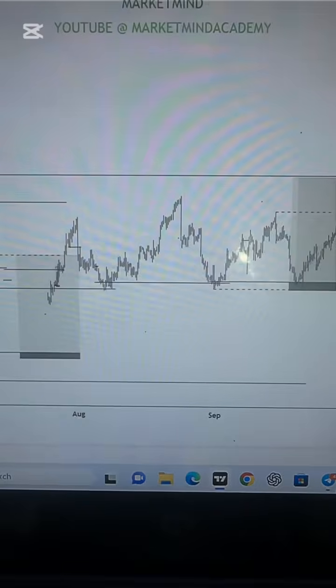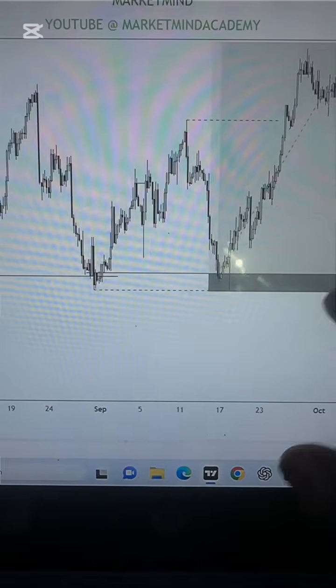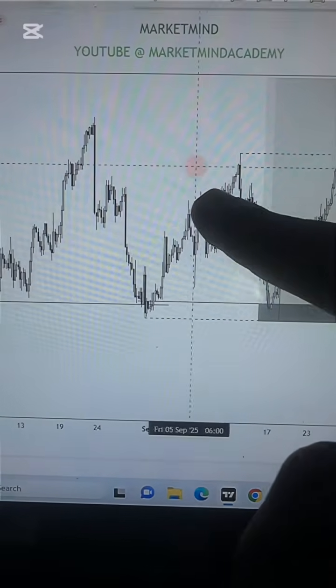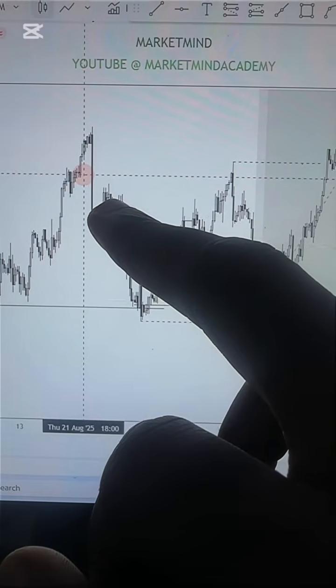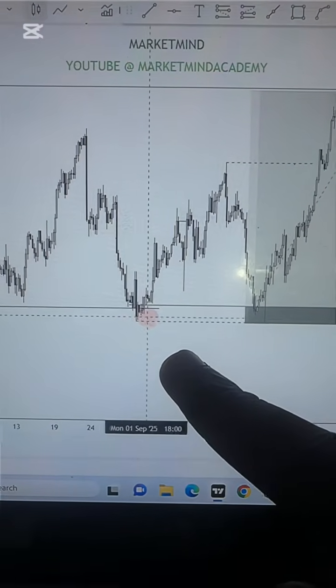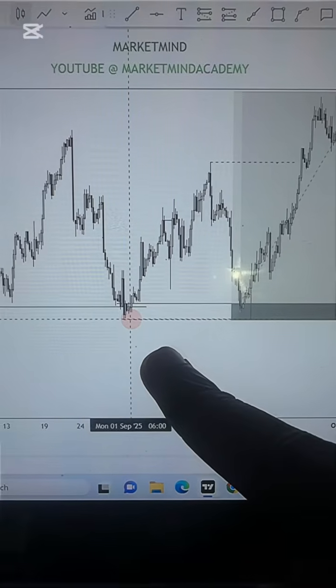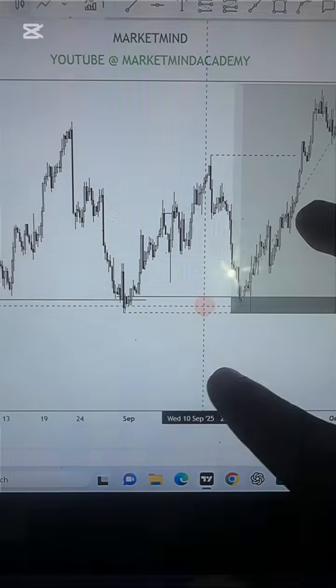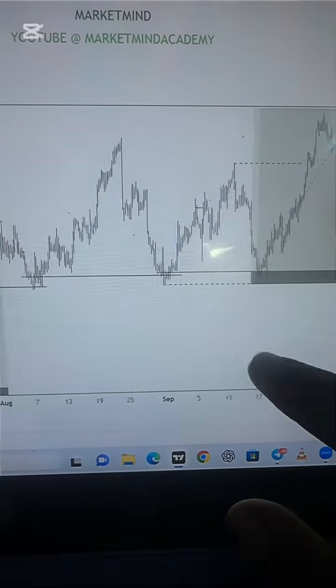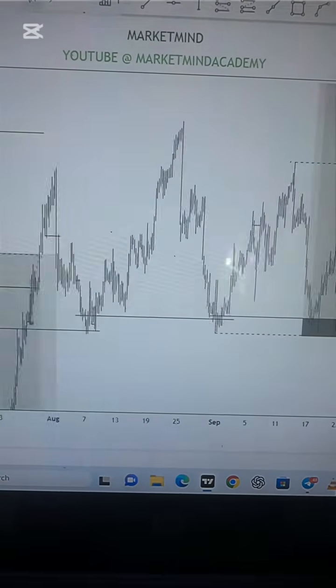So for example, some people right here might just be looking to continue looking for sales because price tapped into this SBR right here. Then you want to continue looking for sales targeting this previous low, but that's not the case, right? Because you already understood the bias, you know definitely price is most likely going to move up from here. Why? Because of the alignment that you have right there.